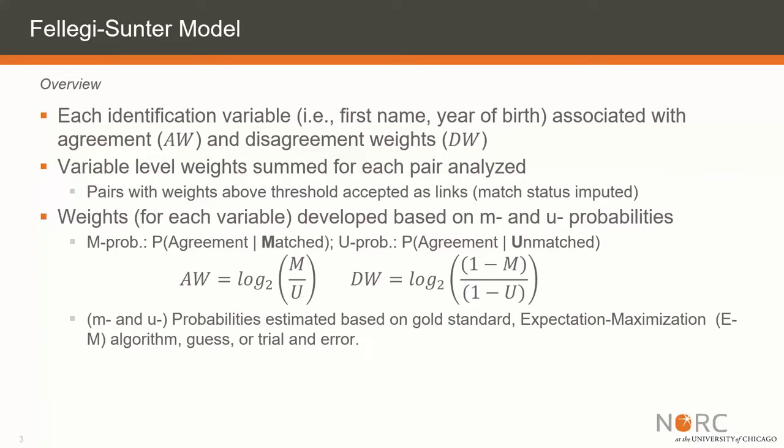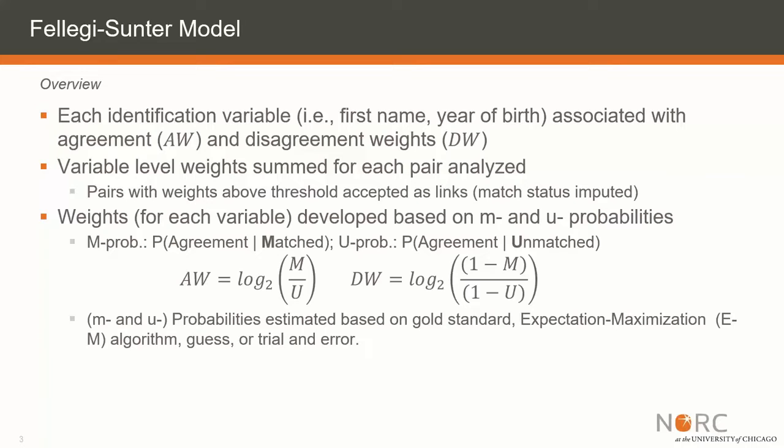But once you have these, then you're going to go through each of the identifiers, and if the identifiers agree, then you're going to add to the total pair weight the agreement weight for that particular variable. For first name, they agree, you add the agreement weight for first name. Then you go to last name. If the last names disagree, then you're going to apply the disagreement weight. So you're going to go across all of those identifiers, you're going to add them up, and the total of them is called the pair weight. And so the pair weight is essentially what is going to be used to determine whether you want to link the pair or keep the pair unlinked.